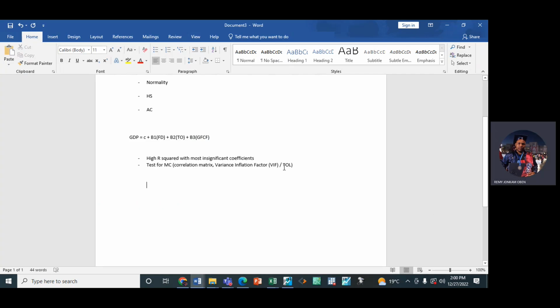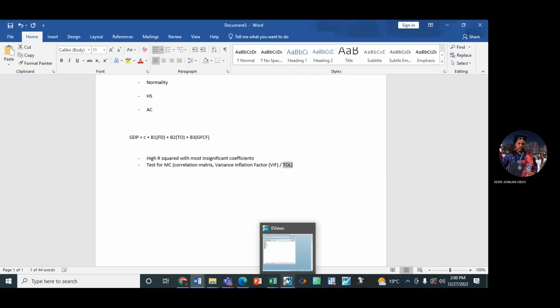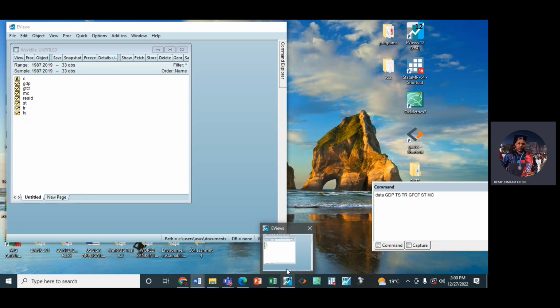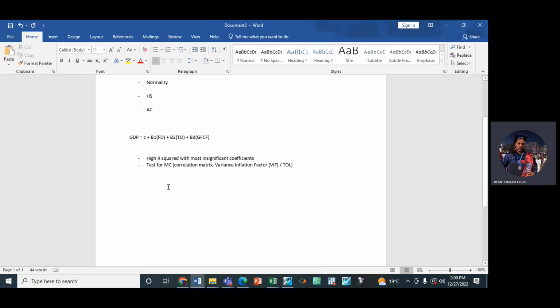Guys, I think I should mention something about tolerance factor. On EViews, you cannot get tolerance factor. You can only get variance inflation factor. The tolerance factor is the reciprocal of variance inflation factor. So variance inflation factor is equal to 1 over tolerance factor. Or you can say tolerance factor is equal to 1 over variance inflation factor. It means one is the reciprocal of the other. So if you get the variance inflation factor from EViews, just take 1 divided by that factor, it will give you the tolerance factor if you want to calculate it, right?